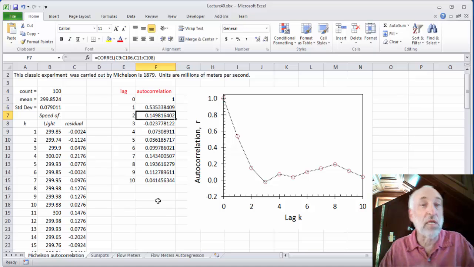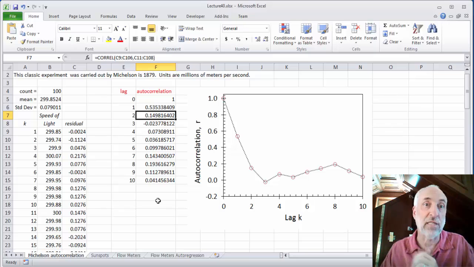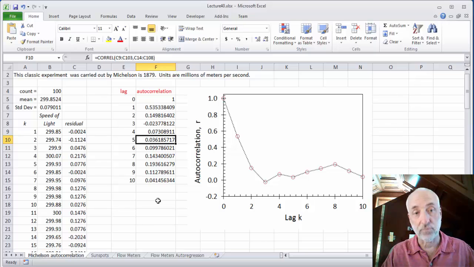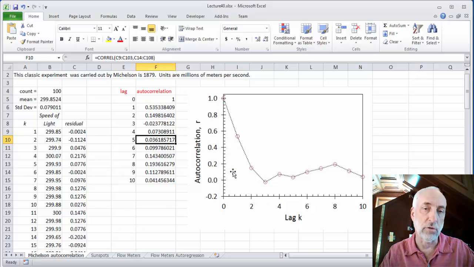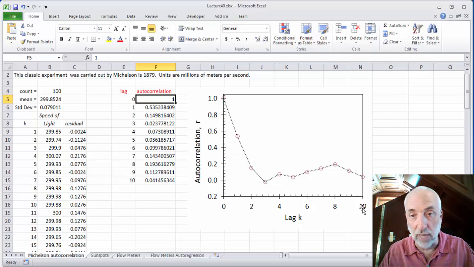I can do the same thing with a lag of 2. So now I do the first 98 and the last 98 data points, and I get a correlation coefficient of 0.15. I can keep doing that with a lag of 3, a lag of 4, etc., all the way down to a lag of 10. And if I plot all of these together, I get what's called the autocorrelation function, or ACF. By definition, the autocorrelation function is 1 for a lag of 0, because something is always perfectly correlated with itself.